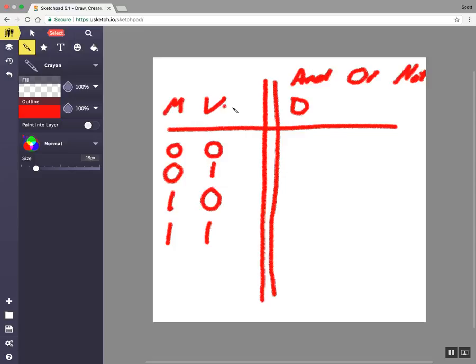On the left-hand side of the truth table, we have 2 conditions. Our conditions are meat and vegetables. We'll discuss that later. On the right-hand side is D for dessert. Okay, so we've got meat, vegetables, D for dessert. And then we've got and, or, and not. Well, again, we'll talk about these later. So, meat, vegetables, dessert, and, or, not.